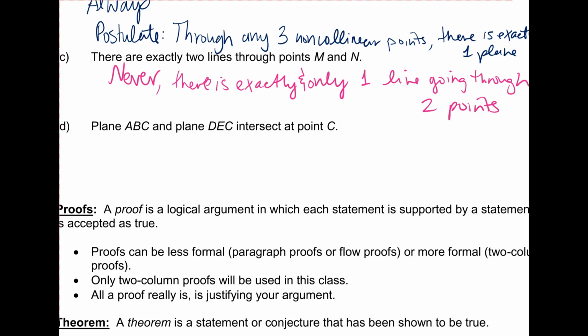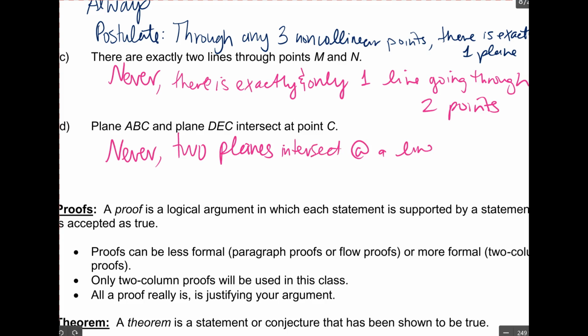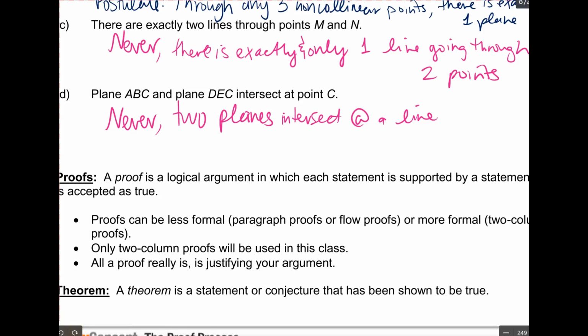Always. So this last one: plane ABC and plane DEC intersect at point C. So I have 2 planes intersecting. If I had 2 lines intersecting, it would be a point. But if 2 planes intersect, it's a line. Planes intersect at a line. So never. 2 planes intersect at a line. Awesome.